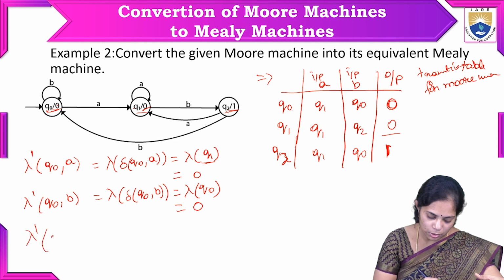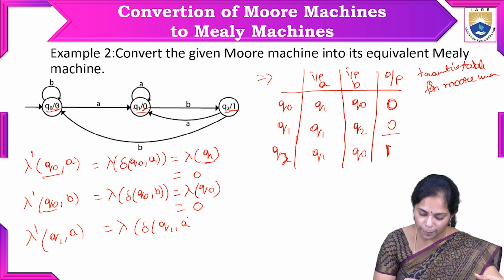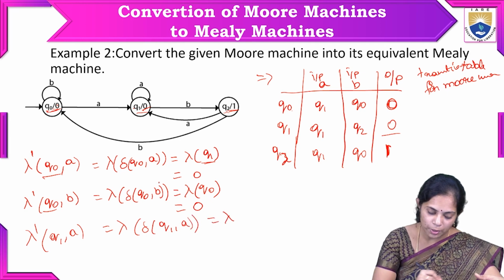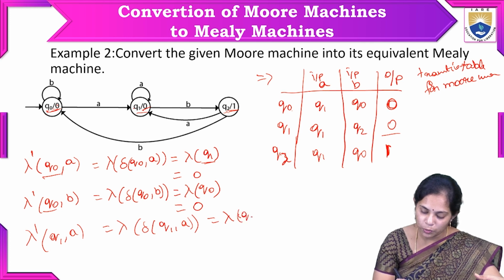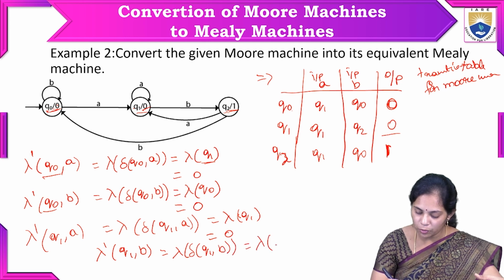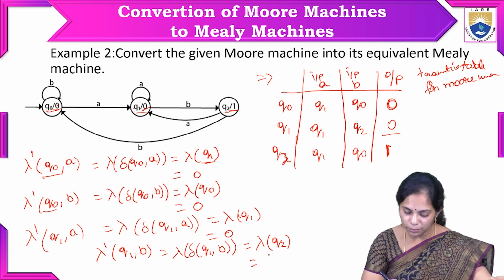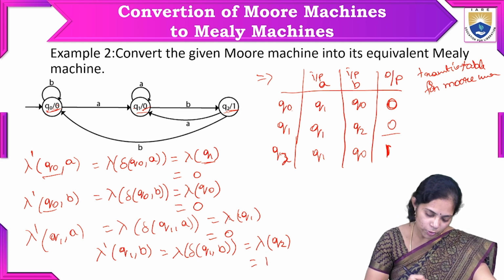And lambda dash Q1. We already finished Q0, and now we take Q1 and give the input symbol. So for this one, transition of Q1 comma A: lambda of Q1 comma A, it is going to Q1 itself. So what is the output for Q1? 0. And lambda dash of Q1 comma B as an input: Q1 comma B is going to Q2. So what is the output here? For Q2, 1.